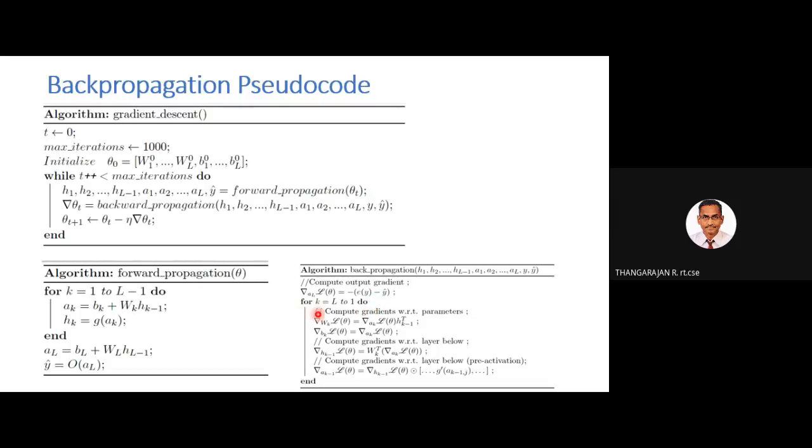Similarly, for k going from L, the output layer, to the first layer, you do this. This is from backpropagation. In backpropagation, you find the gradient of the loss function with respect to W of k, using the formulas. And again, these formulas are what I have already shown you here.